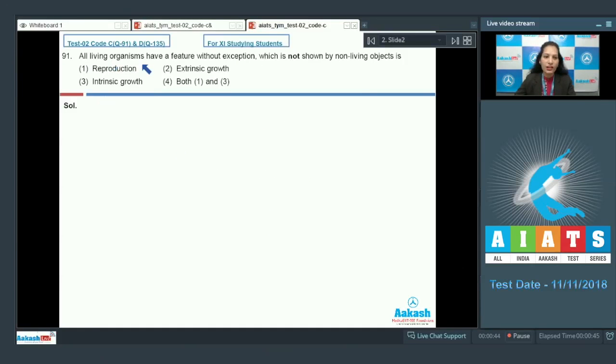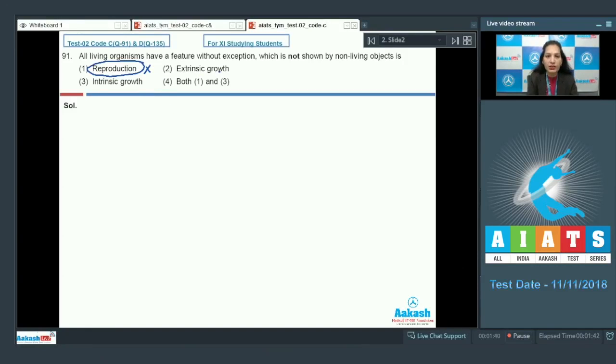Question number 91. All living organisms have a feature without exception which is not shown by non-living objects is. You have to find out the defining feature of the living organisms. The defining features of living organisms are exceptionally present in the living organisms. They are not shown by the non-living objects. Option first, reproduction. No, reproduction is shown by living organisms, but there are some exceptions. Some organisms do not reproduce. Some humans are infertile, they cannot reproduce. Males cannot reproduce. So there are exceptions in reproduction. This option is ruled out.